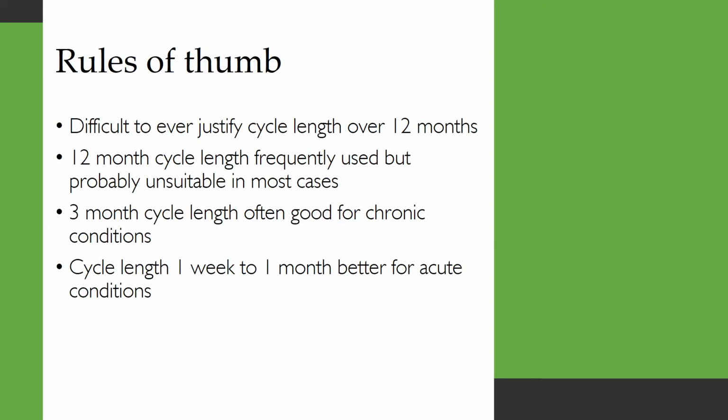I've got some rules of thumb here that you might find helpful. It's difficult really to ever justify a cycle length over 12 months. A 12-month cycle length is frequently used, but it's probably unsuitable in most cases. A 3-month cycle length is often good for chronic conditions, whereas a cycle length of 1 week to 1 month, or perhaps even shorter, is better for acute conditions.